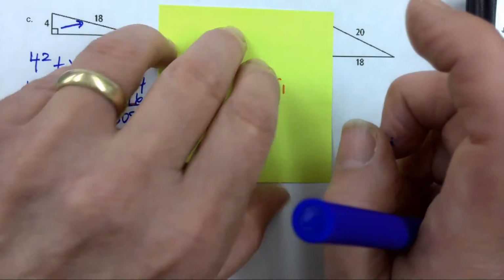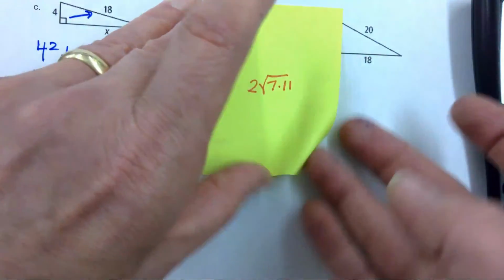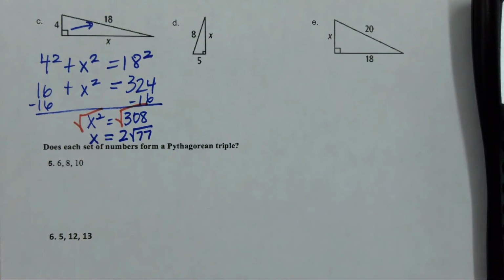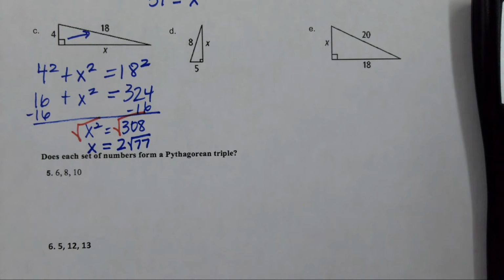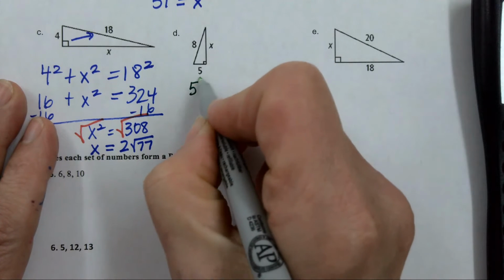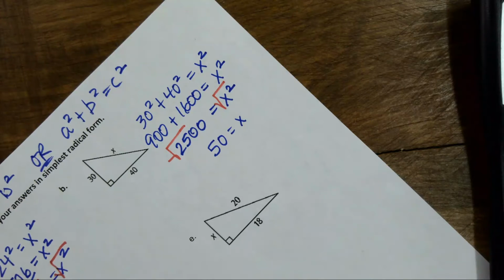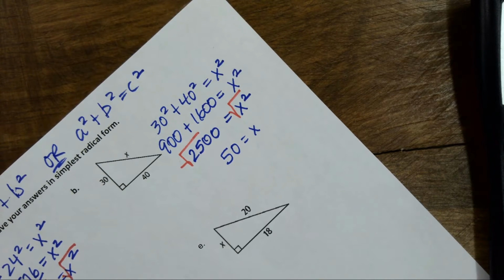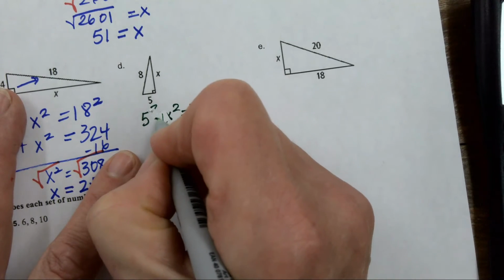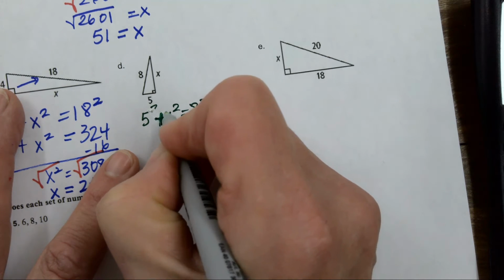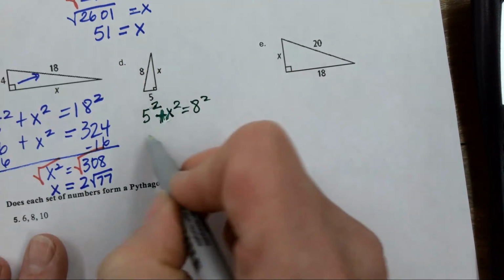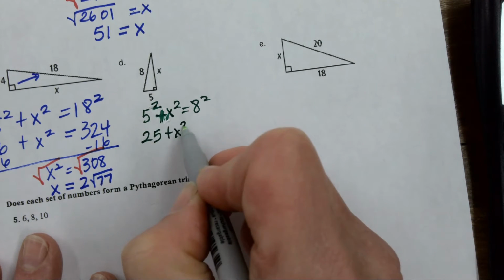So let's go ahead and do our next one. Same way. All right. What's my setup? 5 squared plus x squared equals 8 squared. I should just leave this stuff out all the time, huh? Except that didn't really help on this one. Okay, so I'll go ahead and square 5. 25 plus x squared equals 64.